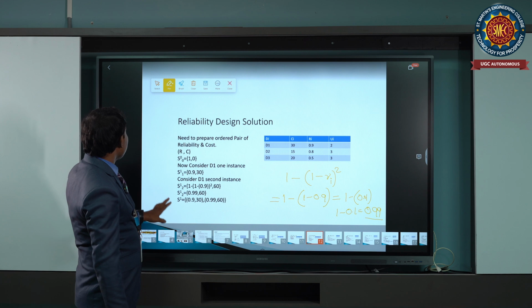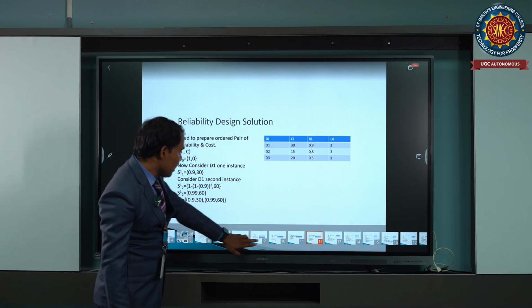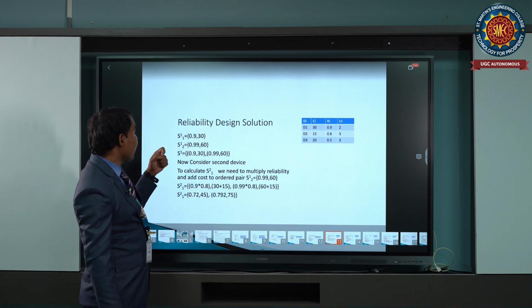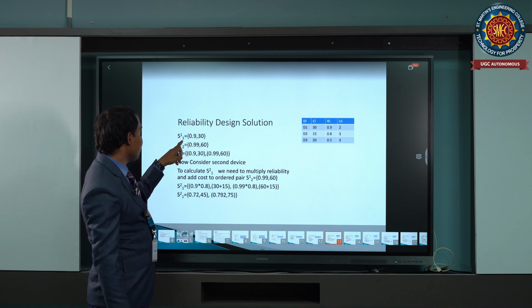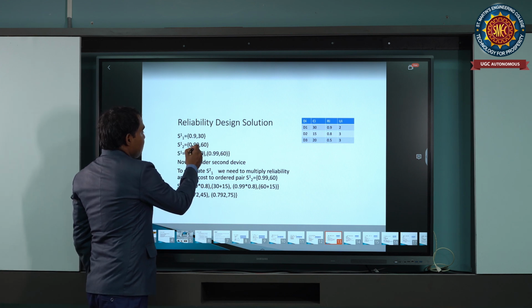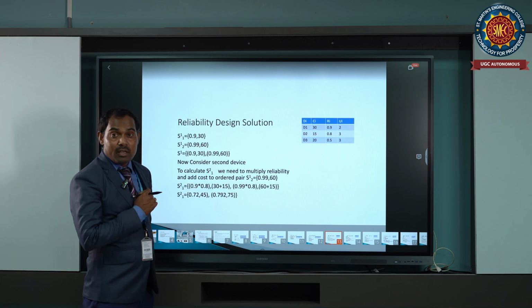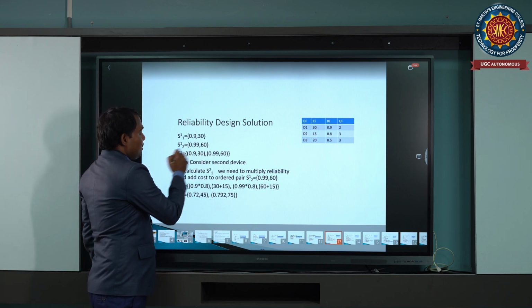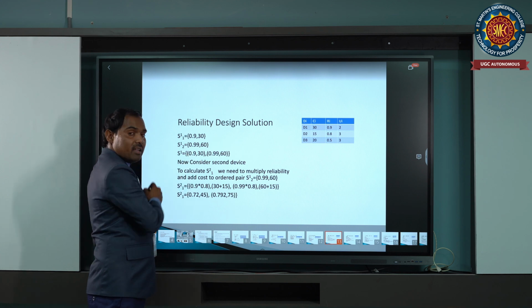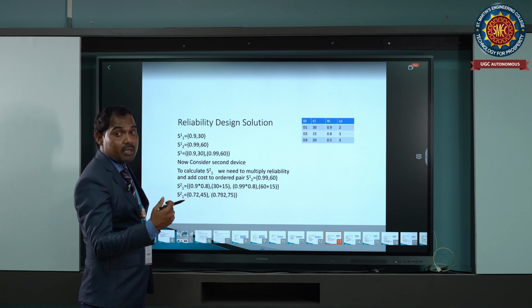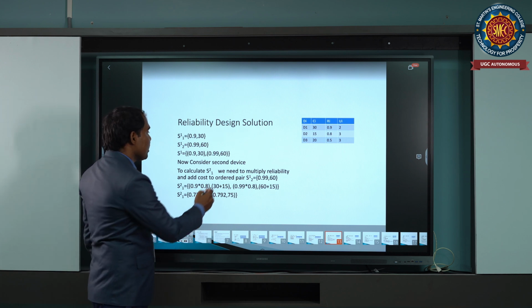Next we will see the next slide. What is the set value we get? If we use 2 devices, the first device is 0.9 with cost 30, and using the second device the reliability increases to 0.99 and the cost also increases to 60 rupees. So in set 1 we got the tuples: 0.9 with cost 30, and with two devices the reliability is 0.99 and the cost is 60.